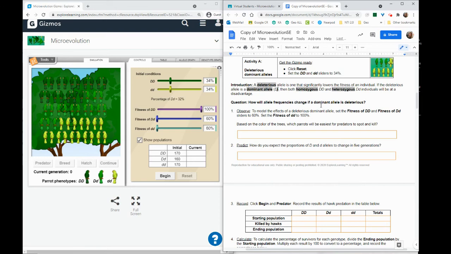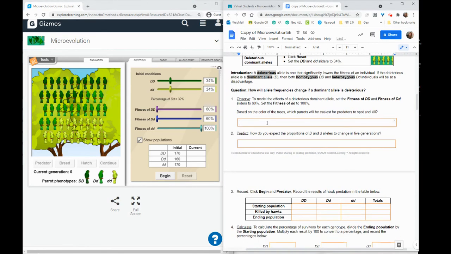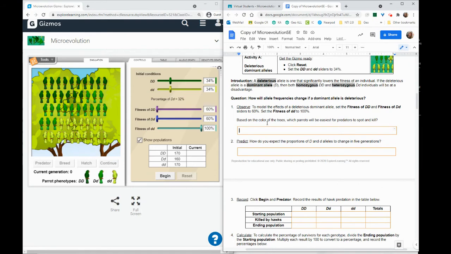How will allele frequencies change if a dominant allele is deleterious? So to model the effects of a deleterious dominant allele, we're going to set the fitness of big D, big D and the fitness of big D, little d to 60%. We're going to set the fitness of little d, little d to 100%. So based on the color of the trees, which parrots will be easiest for the predators to spot and kill? So you'll put your observation in that box there.